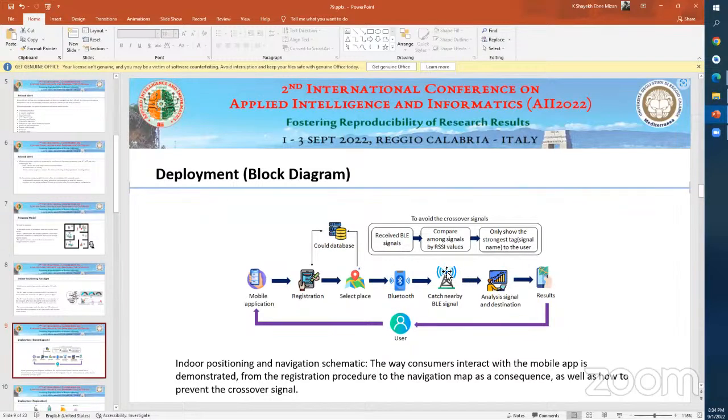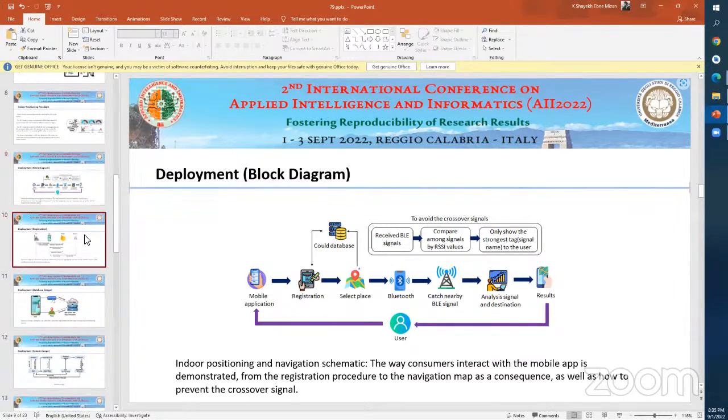And there is a problem here where crossover signals occurred. So according to the received BLE signals, we sort and compare the signals according to their RSSI values, and the app will only catch the strongest tag value. The other, less powerful signals, with lower RSSI, will be eliminated here.